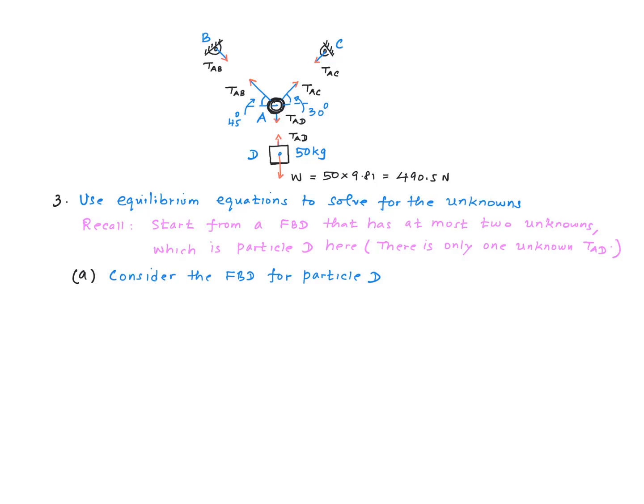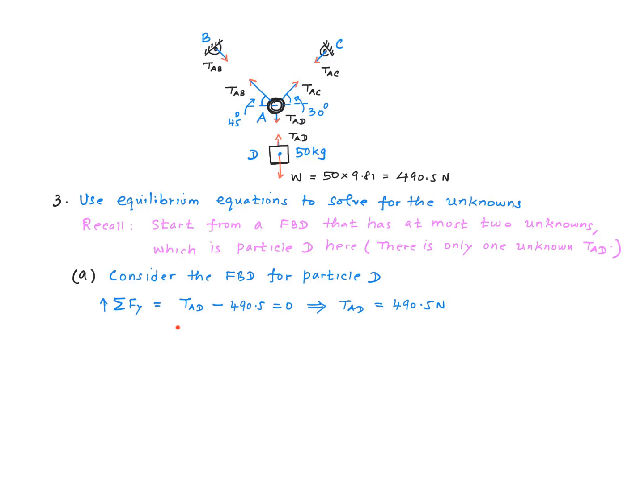Now remember, this is a 2D problem, right? A problem involving coplanar forces. And therefore, we can only write down two equilibrium equations for a given free body diagram. And therefore, we need to start from a free body diagram that has at most two unknowns, right? In this example is clearly the free body diagram for particle D. Particle A, on the other hand, has three unknowns, TAC, TAB, and TAD, and therefore that has to wait.